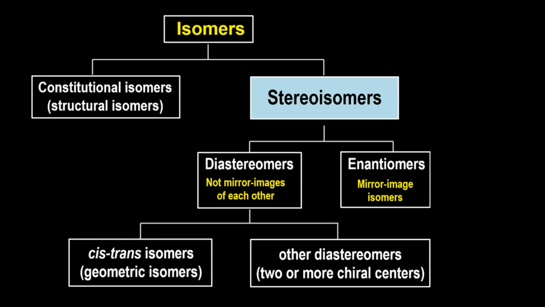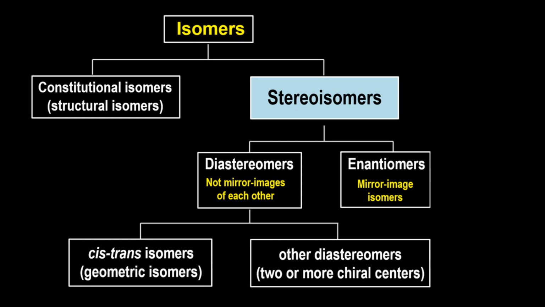Isomers can be grouped into two main categories: constitutional isomers and stereoisomers. Constitutional isomers, which we also call structural isomers, have the same molecular formula but different connectivity, meaning the atoms are bonded in different ways. On the other hand, stereoisomers have the same connectivity but differ in how their atoms are arranged in three-dimensional space. We can break down stereoisomers into two types: enantiomers and diastereomers. Enantiomers are like mirror images of each other, while diastereomers aren't. Diastereomers include cis-trans isomers and molecules that have multiple chiral centers.